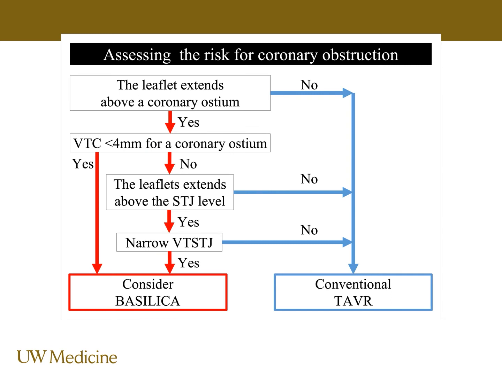So when you're assessing the risk for coronary artery obstruction, you look whether or not the leaflet extends above the coronary ostium. If the answer is no, you probably could just go ahead and do conventional TAVR. If it's yes and the VTC is less than 4, then you basically have to consider a Basilica procedure, which I'll just discuss in the subsequent slides. If the answer is no, then you have to look at whether the leaflets extend above the STJ, and if that is yes, then you have to use that virtual STJ measurement in order to basically define whether a Basilica would be required.